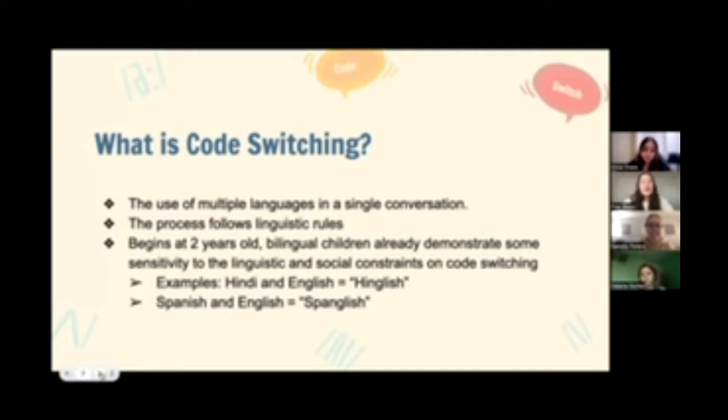This begins as early as 2 years old when bilingual children are already demonstrating some sensitivity to the linguistic and social constraints on code switching, and terms have even been coined for this. An example would be Hindi and English together would be Hinglish, and Spanish and English together would be Spanglish.